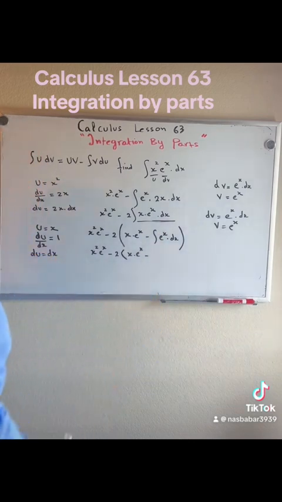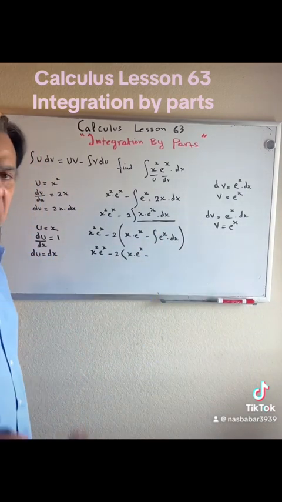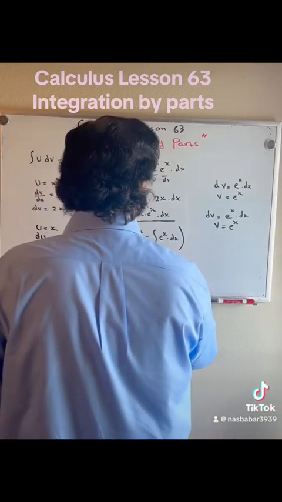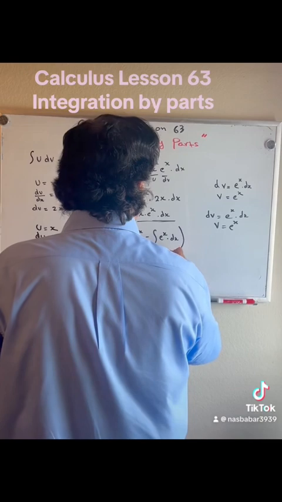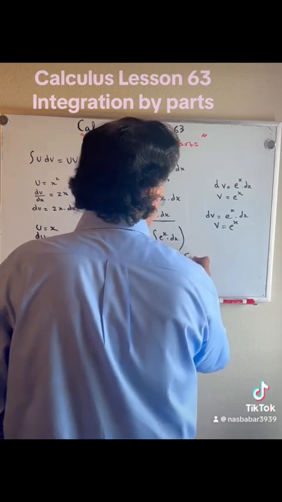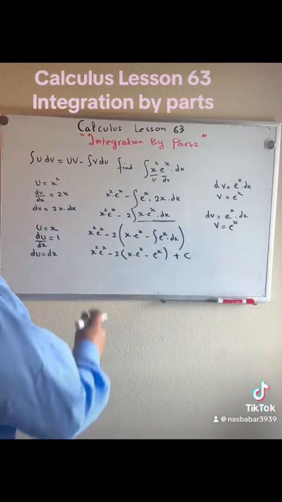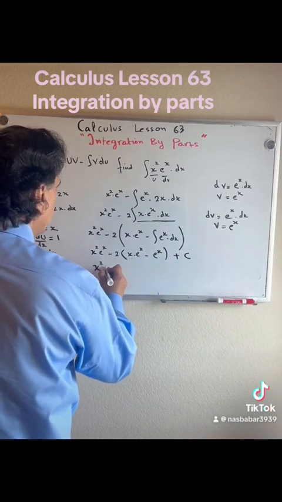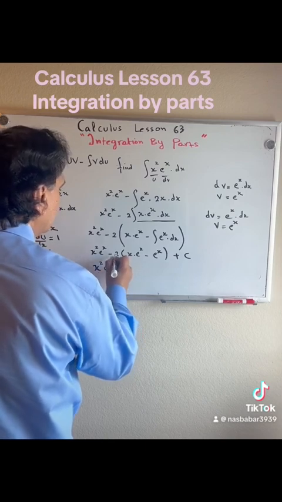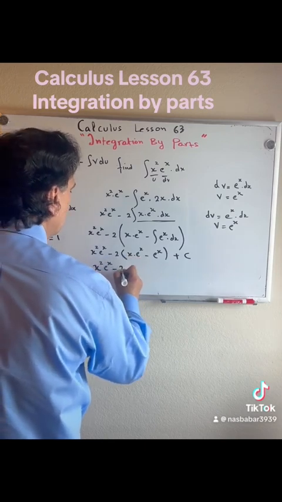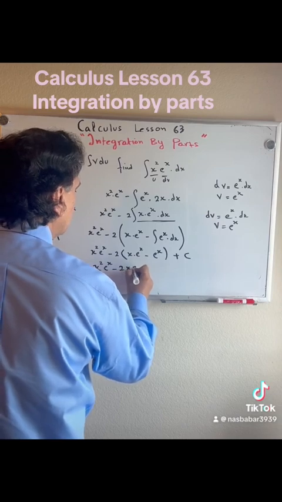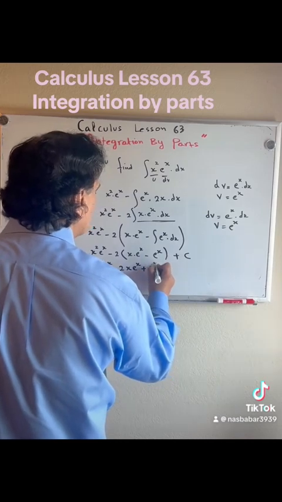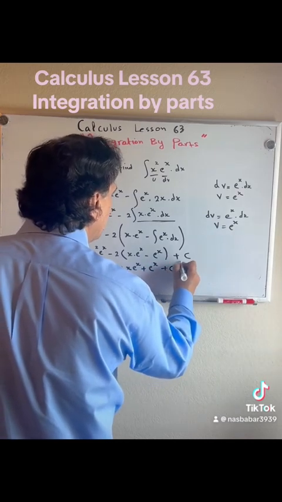Now let's apply integration over here. The integral of e to the x is e to the x. So I'm just going to put e to the x, and a constant, the initial value. Now let's simplify it a little bit. We say x squared e to the x minus, multiply this 2 by this, open up the brackets, minus times minus is plus, 2e to the x plus c. Bingo.